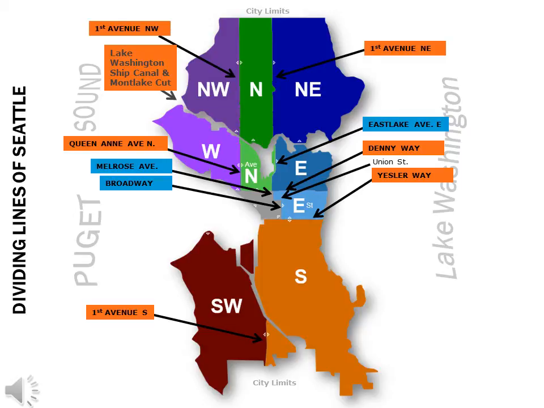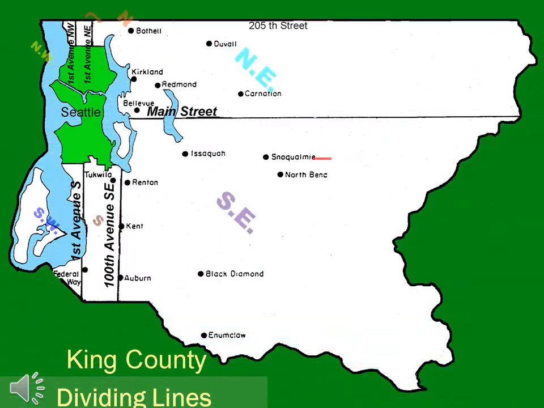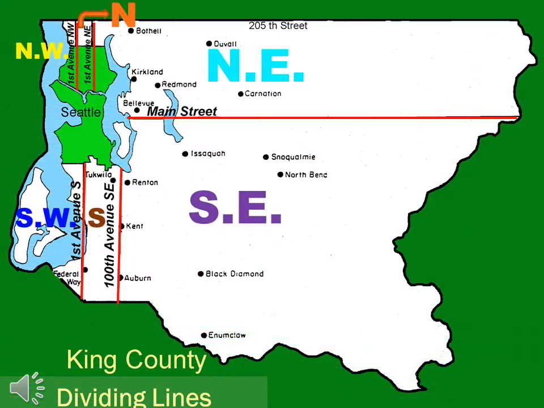First Avenue Northwest divides northwest streets from north streets and also divides avenues northwest from avenues north. First Avenue Northeast divides north streets from northeast streets and also divides avenues north from avenues northeast. King County is divided as follows.